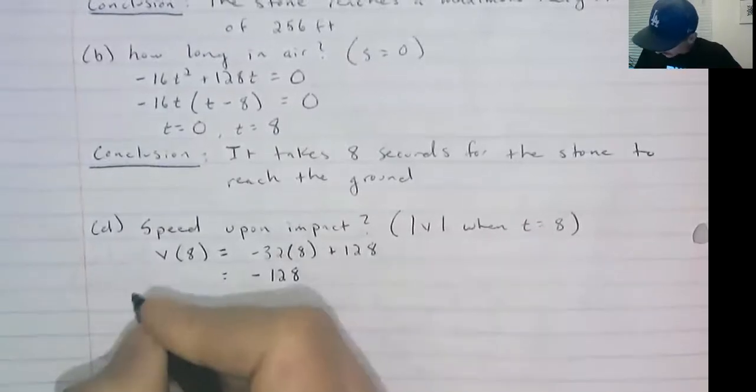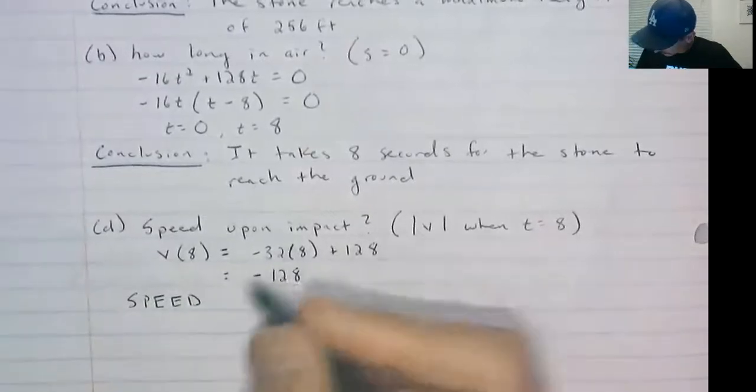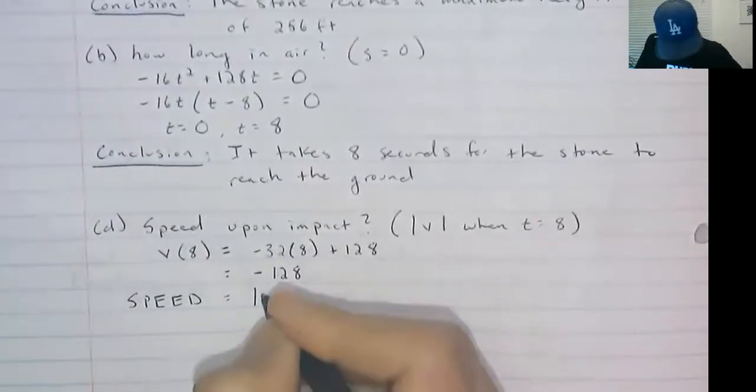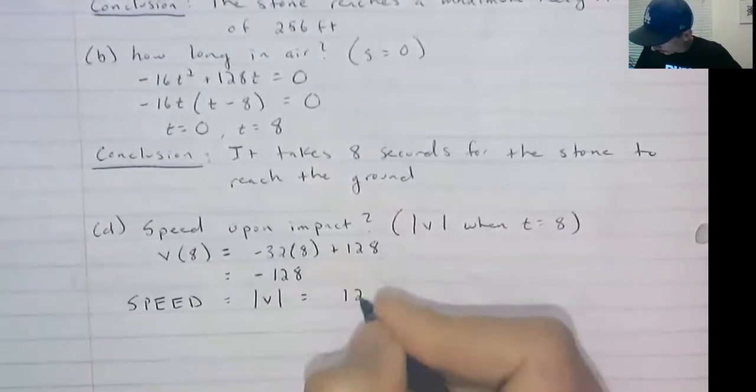But we want the speed, which is equal to the absolute value of v, which is positive 128.